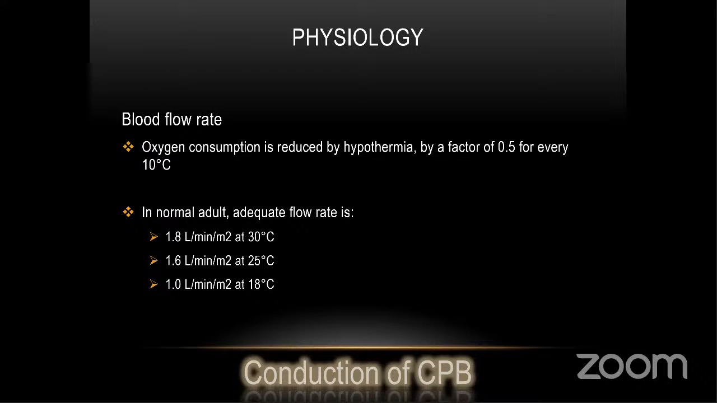Oxygen consumption is reduced by hypothermia by a factor of 0.5 for every 10 degrees decrease in temperature. As a result, in a normal adult, adequate flow rate index is 1.8 at 30 degrees, 1.6 at 25, and 1 liter is acceptable at 18 degrees.